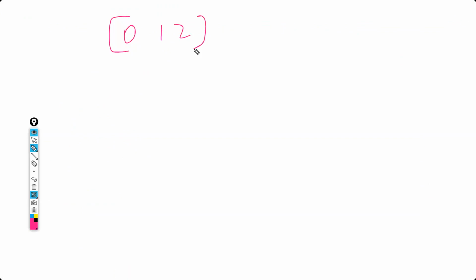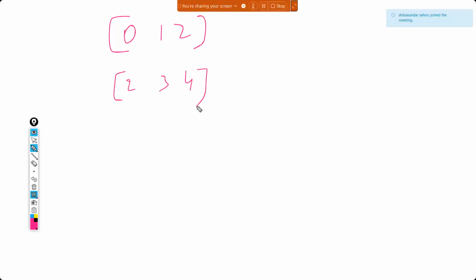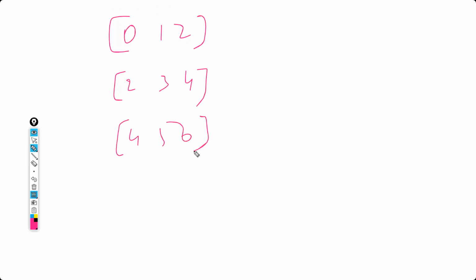0, 1, 2 as first row. 2, 3, 4. 4, 5, 6. So for example, you are having a 2D array. Now the row you convert, or simply you no need to even take the third row also. Only 2 rows are there also, not a problem. 3 rows are there, 4 rows are there, 20 rows are there also, logic will remain same.